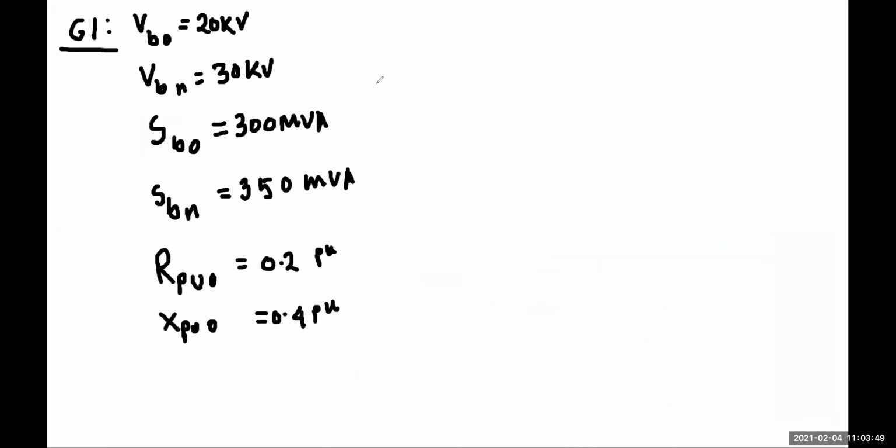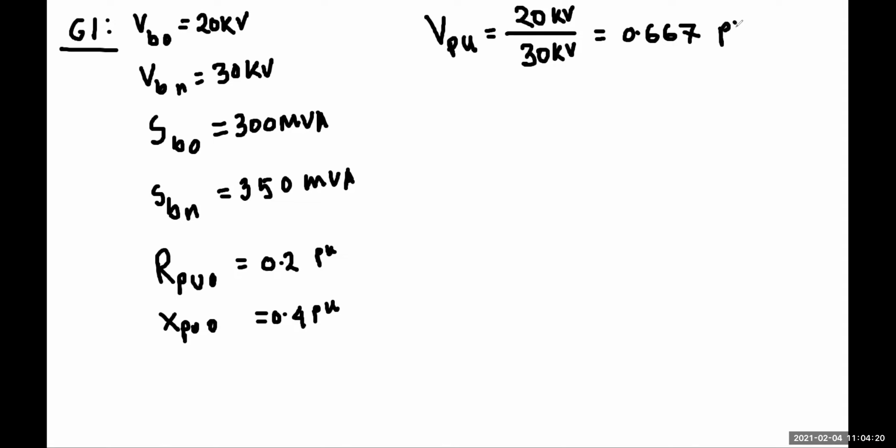Yes, sir. Now here, I'm going to write this one. Your voltage per unit, right? How much? Actual divided by base. What is your actual? 20 kV, right? What is your base? 30 kV. So how much you got? 0.66, that means 0.6666, something like that, or 0.67. Got it?